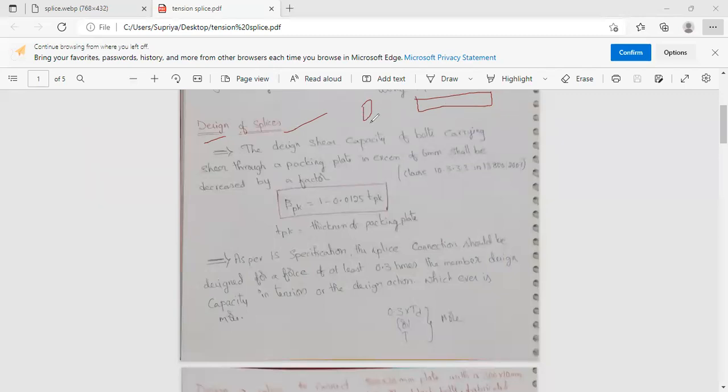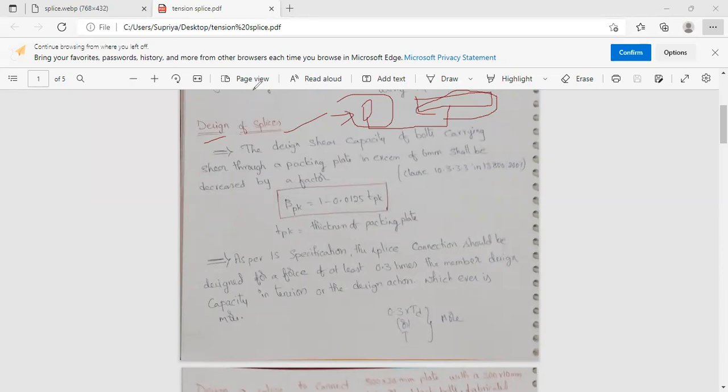Okay, two things we have to design here: one, design of connection, and two, design of the splice plate. These two steps will be included in the design of splices.